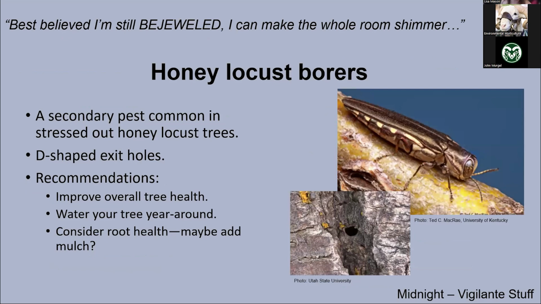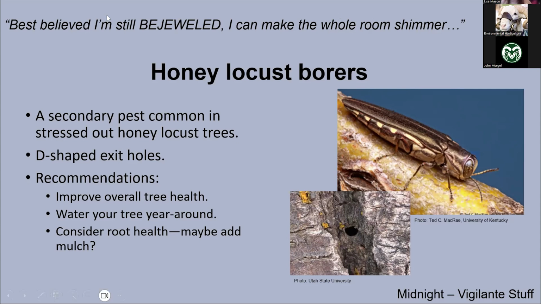Another jewel beetle you might see are honey locust borers. Honey locust borers do not kill honey locust trees. They are a secondary pest, meaning they are going to find stressed out and sick honey locust trees and infest the tree that way. So if you see honey locust borers, the bigger question is, how can I improve the overall tree's health? Usually it's going to come down to more water throughout the year, even in the fall and in the winter, and maybe consider the root health. Maybe adding mulch under the tree would be helpful.